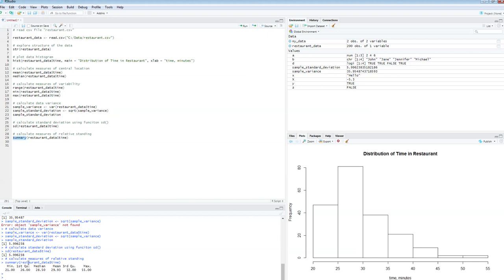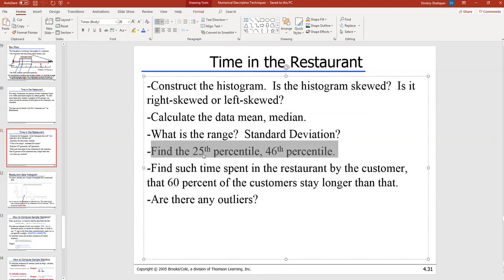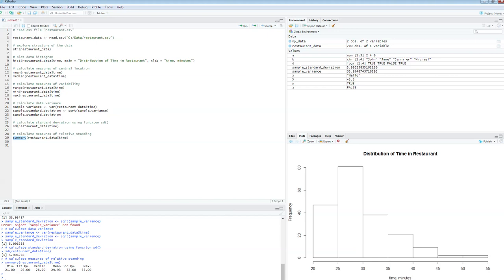Okay, so the 25th percentile, right? That was my original question. Find the 25th percentile. It's my Q1, first quartile, and there it is. It's 26, right? How do I interpret that? 25% of people spend less than 26 minutes in the restaurant, and therefore 75% of people spend more than 26 minutes in this restaurant. That's my interpretation of the first quartile.